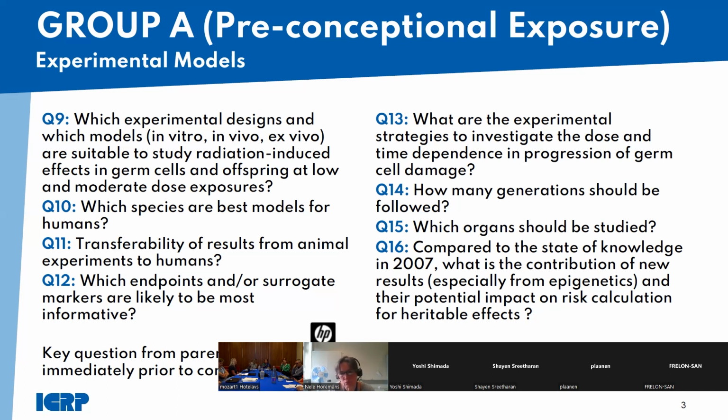The last question, and important for the TG 121. Compared to the state of knowledge in 2007, what is the contribution of new results, especially from epigenetics, and their potential impact on risk calculation for heritable effects? For heritable effects. Oh, risk calculation, epigenetics.